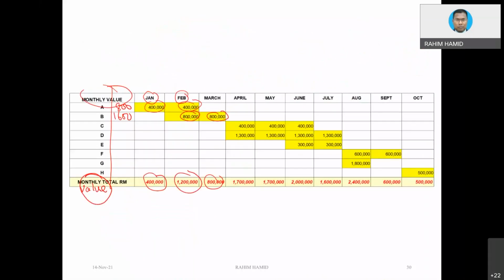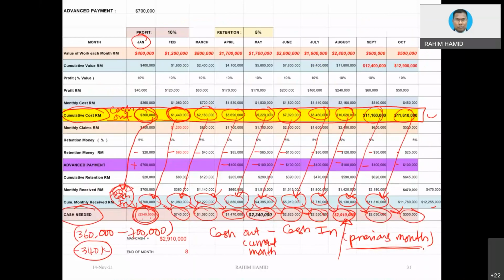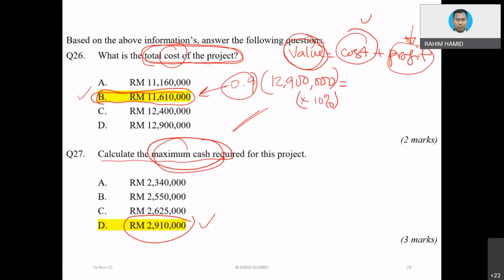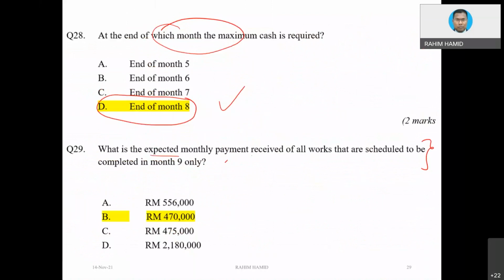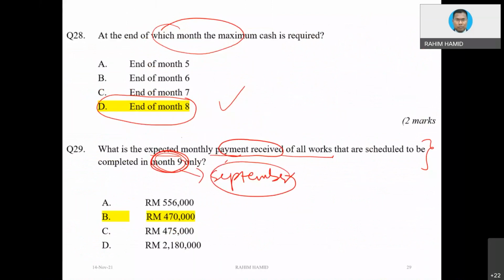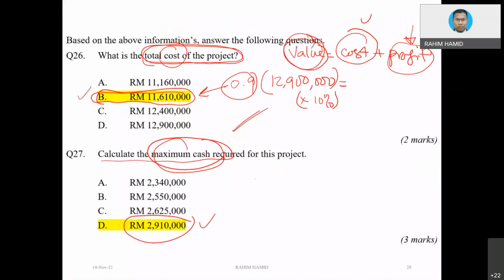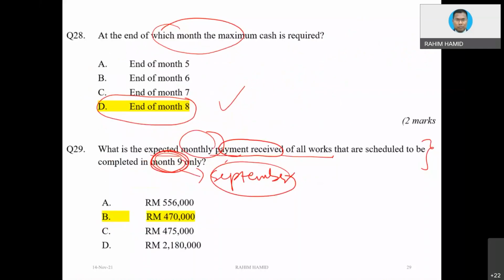Okay, and then lastly, last question. What is the expected monthly payment received for work that is scheduled to be completed in the month of September? This is what we call monthly. This is not the cumulative. The rest of this is what we call cumulative. This one is also cumulative. But when you are dealing with the last question here, it is monthly on the month of September.